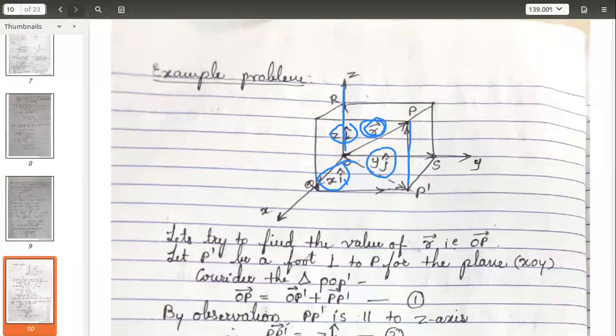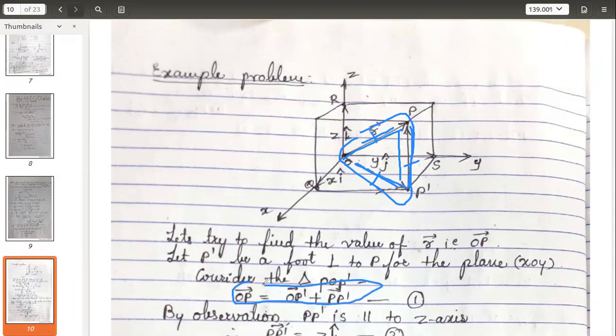So let us start with the triangle POP dash. This is the triangle we will start with. So what is OP equal to? Vector addition, you know it. OP dash plus P dash P is equal to OP. See, these two are in continuous direction. Adding these two lines gives this one. That's what I have written here, and we denote it as equation 1.